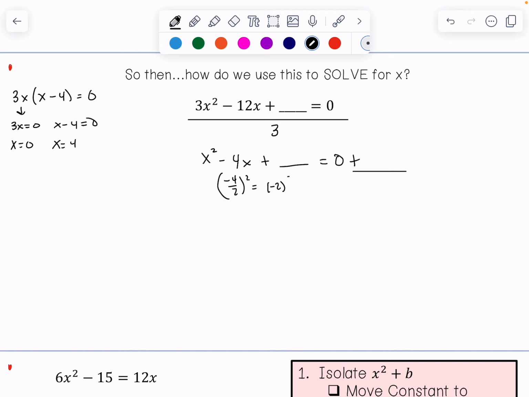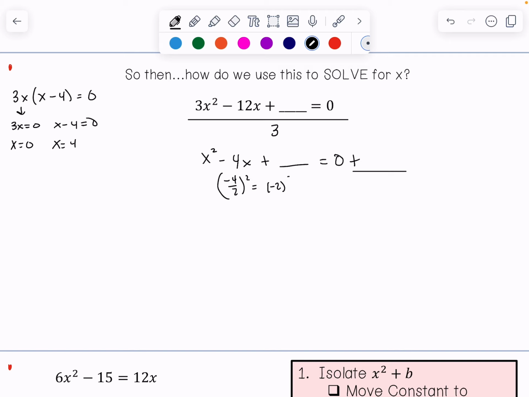I said in order to use this helpfully, you're going to need to put this into factored form. So as a reminder, whatever negative b over 2 simplifies to, that's actually what goes in your factored form. So this is negative 2. So I have x minus 2 squared, and then we'll simplify this side. 0 plus 4 is just 4.